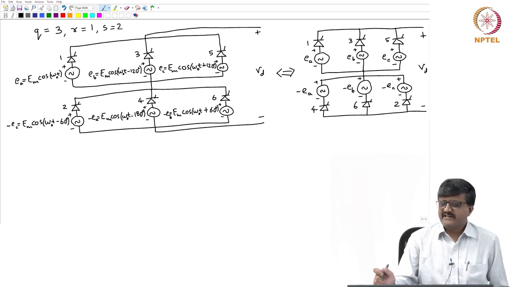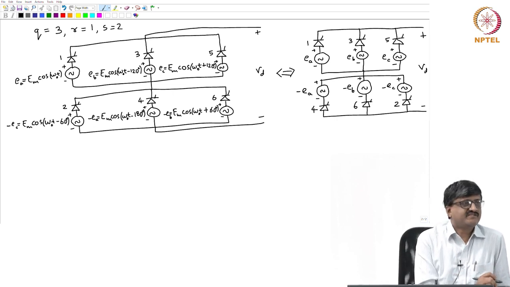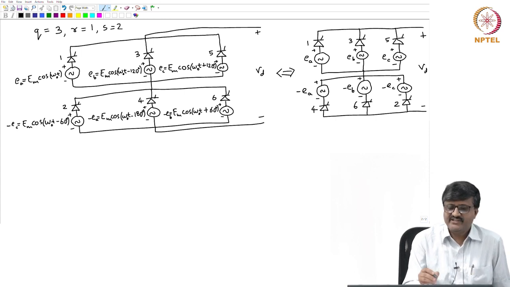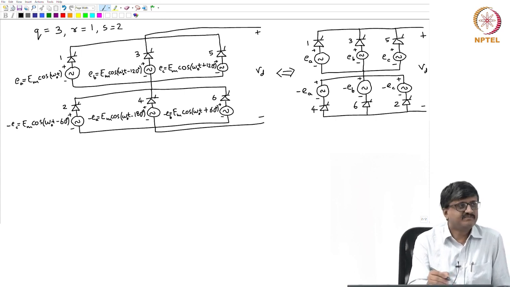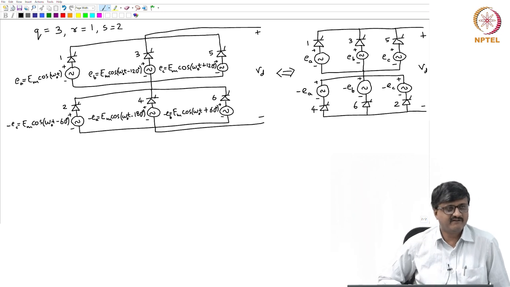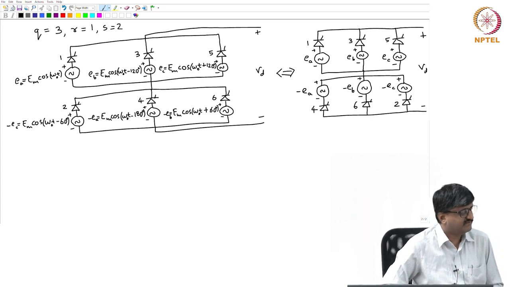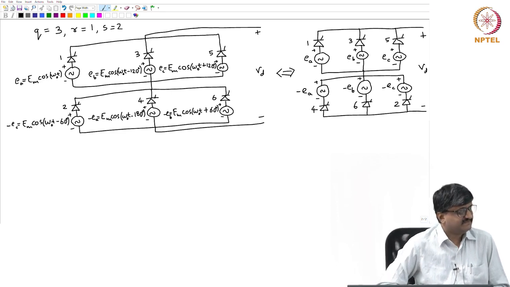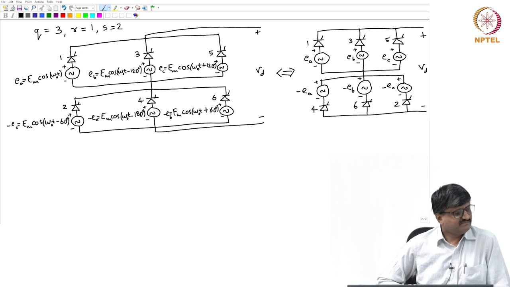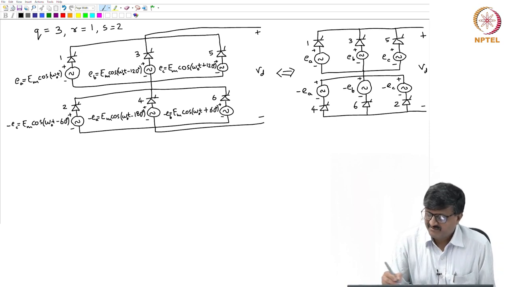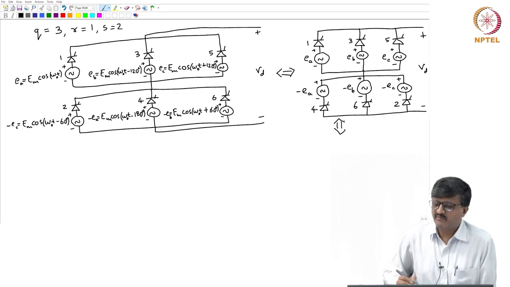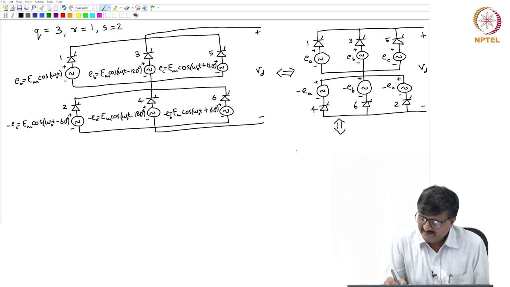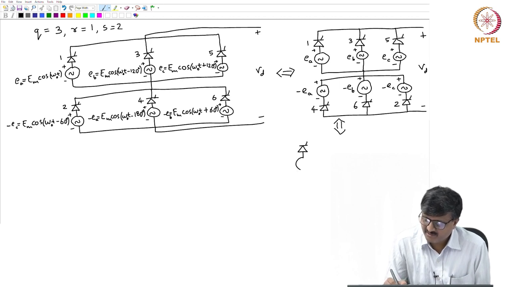Now, I say that the second circuit diagram is equivalent to the first circuit diagram. The only change is, in the second basic commutation group, I have interchanged the positions of the thyristor valve and the voltage source, that is all. Okay. Now, how does that matter? Let us see how does this matter. So, for that I need to draw one more equivalent circuit. So, I will retain the circuit of the first basic commutation group as it is.